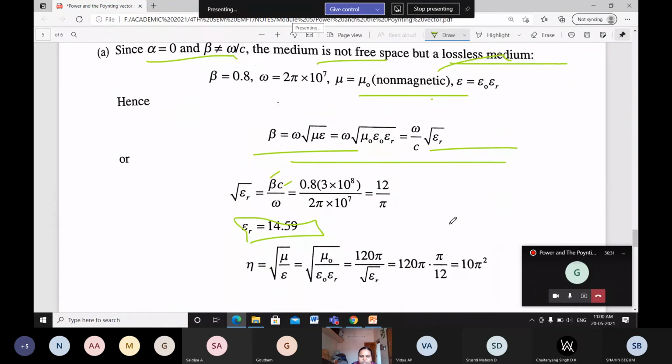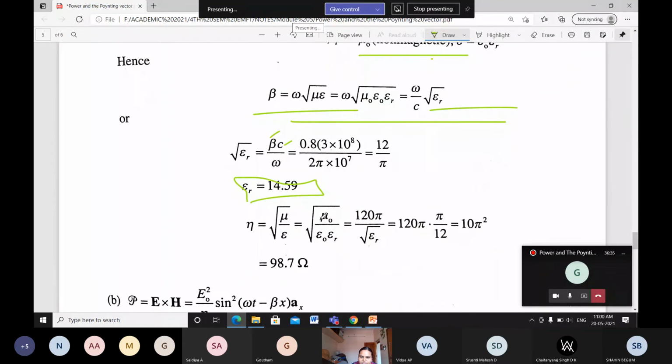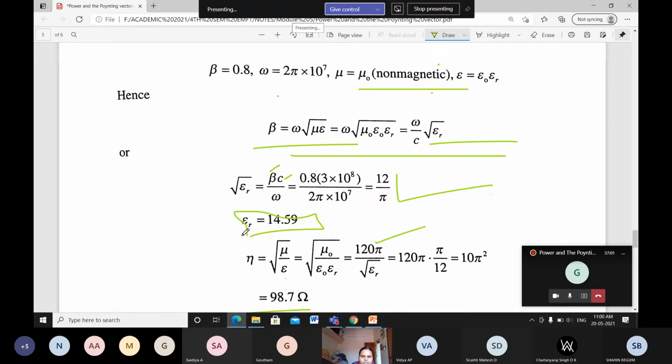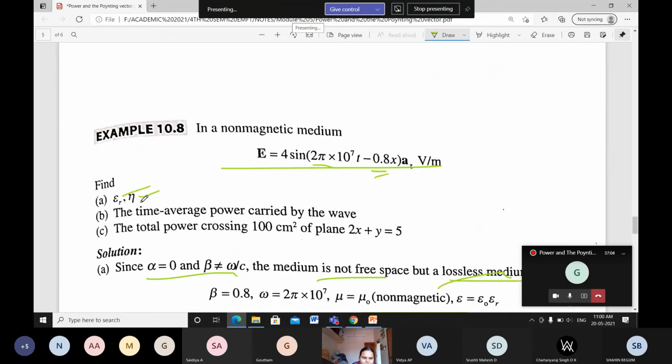Then eta is going to be square root of mu divided by epsilon. Instead of mu, you will be taking mu naught. Then mu naught epsilon r, that is going to be, we already took this 377, we got the value, right? 120 pi divided by square root of epsilon r. Just substitute here, then you will be getting 10 pi square, or else it's going to be 98.7 ohms. This is what we calculated: epsilon r and also the eta value.